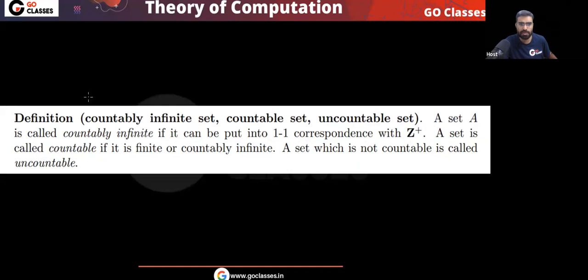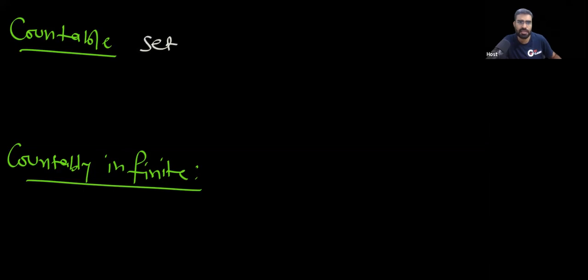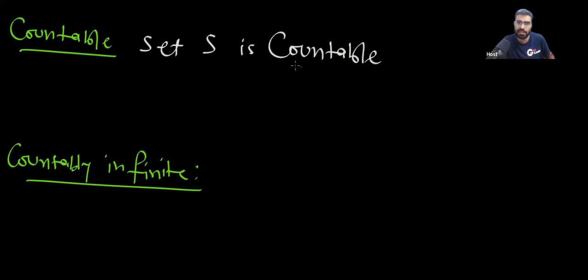Remember the definition of countable. Please understand the definition of countable and the definition of countably infinite. The definition of countable is like this: a set S is countable. When can I say set S is countable? Countable means either it is finite or it is countably infinite.